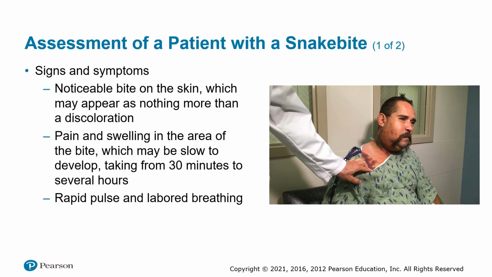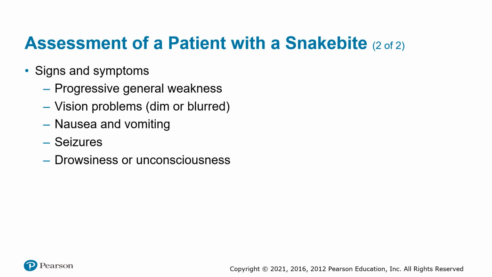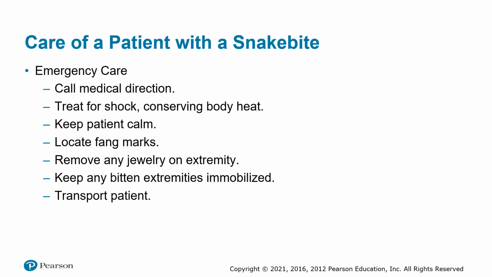They might have a noticeable bite on the skin, which may appear as nothing more than a discoloration. They may have some pain and swelling in the area, a rapid pulse and labored breathing. They may also have progressive general weakness, vision problems, nausea, vomiting, seizures, drowsiness, or unconsciousness as well. Call for immediate med control, treat for shock, conserve body heat, keep the patient calm, locate any fang marks, remove any jewelry on the extremity, keep any bitten extremity immobilized, and transport the patient.